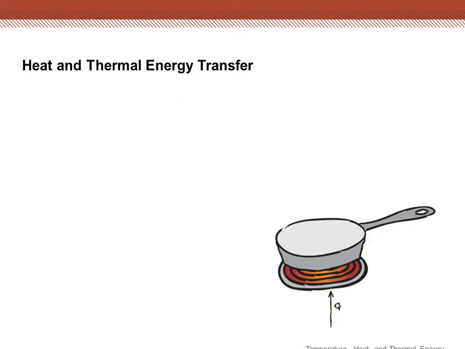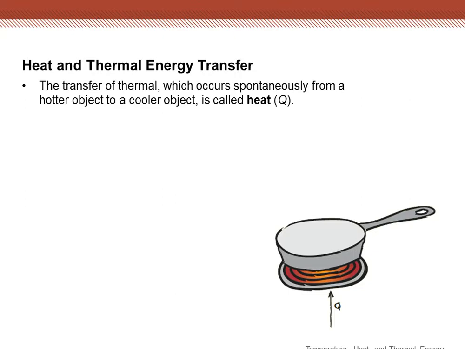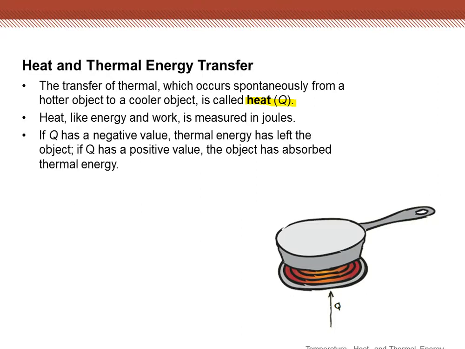Now we're going to bring in the real meat of this video and the idea of heat and a transfer of heat and how it affects thermal energy. The transfer of thermal energy, which occurs spontaneously from a hotter object to a cooler object, is called heat. Heat, like energy and work, is measured in joules, and we use Q to signify heat. And if Q has a negative value, thermal energy has left the object. And if Q has a positive value, then the object has absorbed thermal energy.